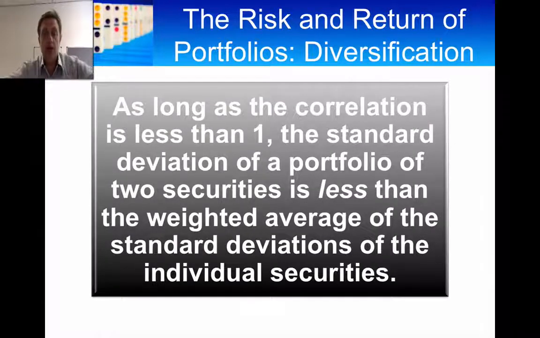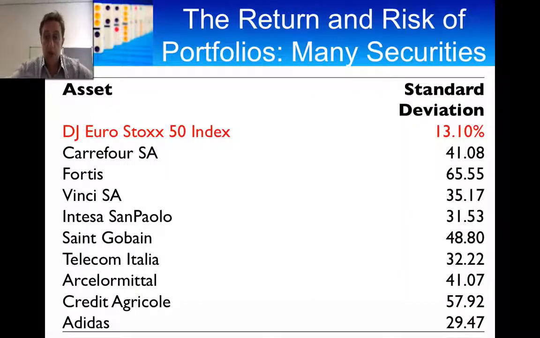Now, does this happen all the time? Well, I can say that as long as the correlation between the assets in the portfolio is less than 1, that is, they are not perfect substitutes, then diversification will be of benefit. It will happen that the standard deviation or the risk of your portfolio will be less than the risk of the weighted average of the individual securities. Do you believe me? Well, I'm going to show you some data.